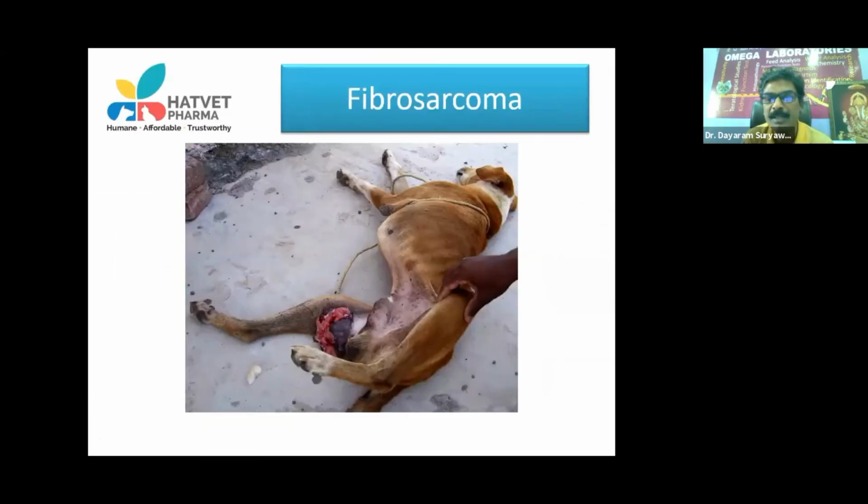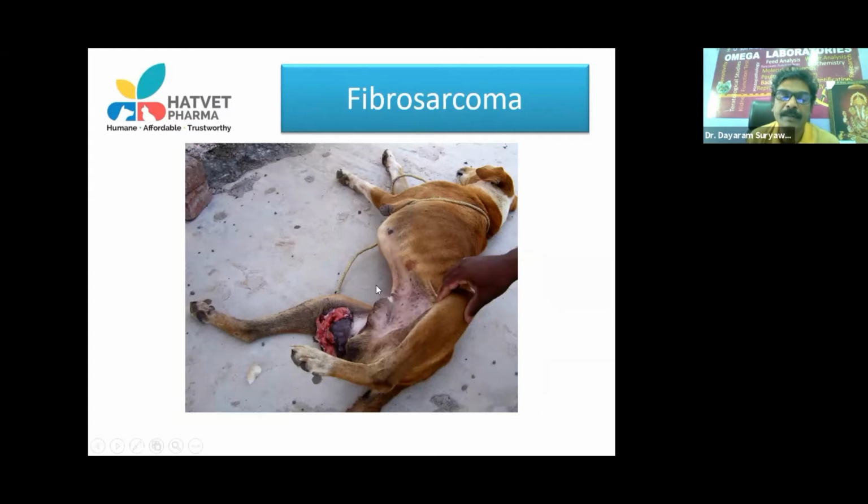Fibrosarcoma is a very commonly observed tumor anywhere, so the site may vary. It may be in the internal organs, it may be in the superficial organs, it may be near some bones, or near anywhere.